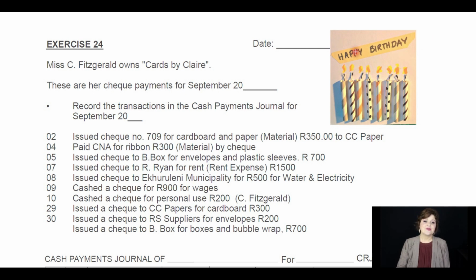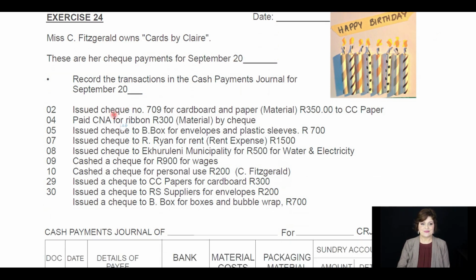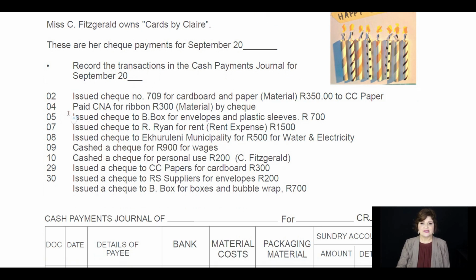All right, Miss C. Fitzgerald owns Cards by Claire. These are her check payments for September 2020. You can fill that in. Record the transactions in the payments journal for September 2020. Right, the first transaction is on the 2nd, and it reads as follows.